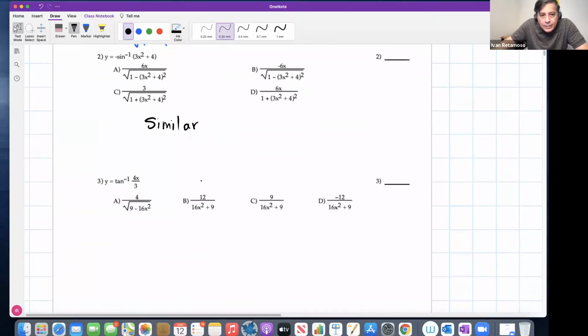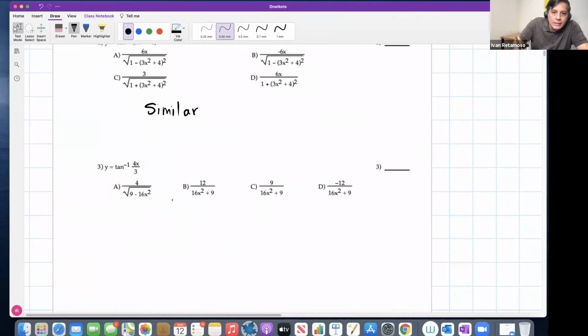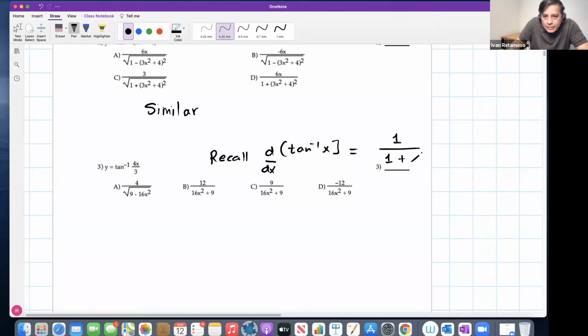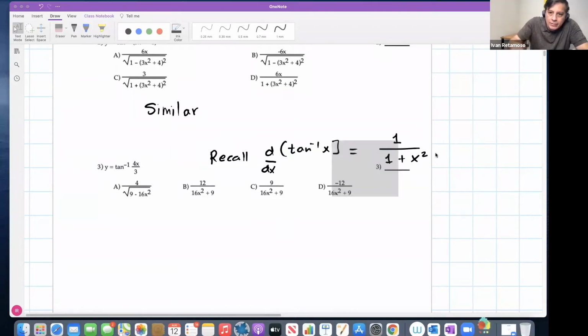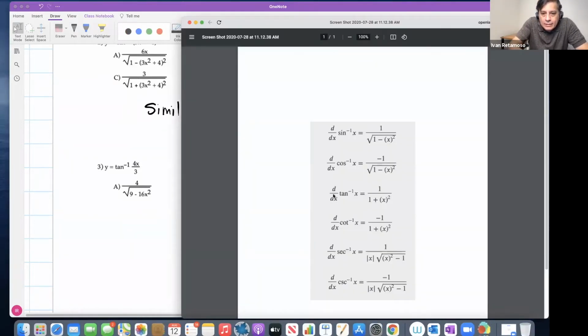It shows you here again a composite function, and we have to recall the derivative of tangent inverse. The derivative of tangent inverse of x with respect to x is 1 over 1 plus x squared. It's pretty simple. It will be good if you memorize this, but if not, not a problem, because you should have it on the sheet for the derivatives.